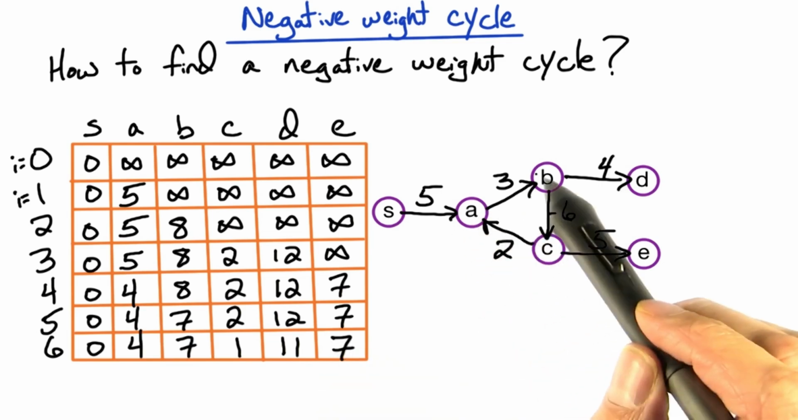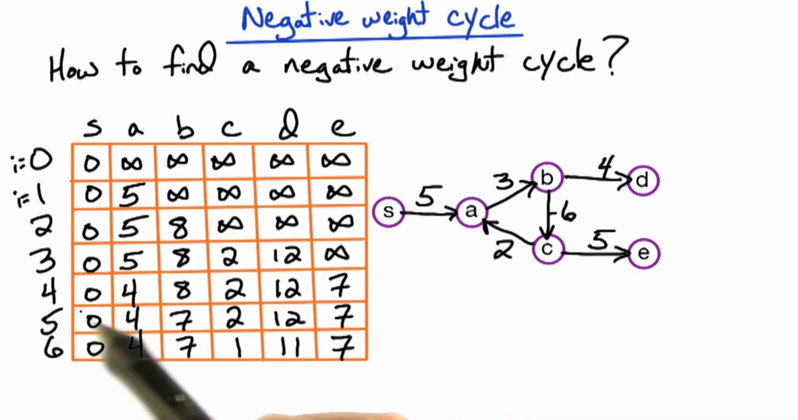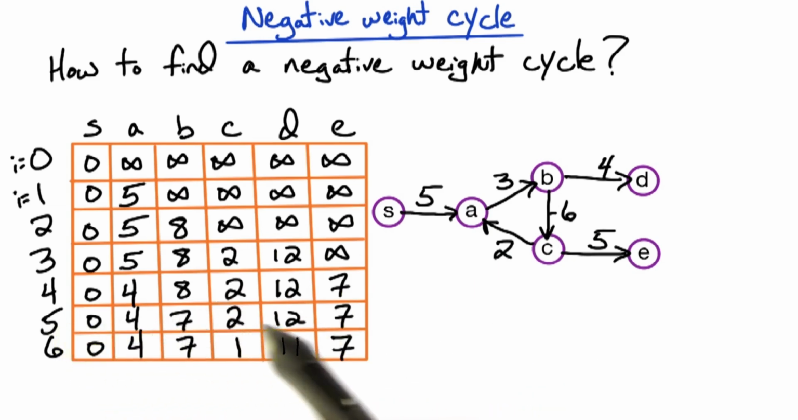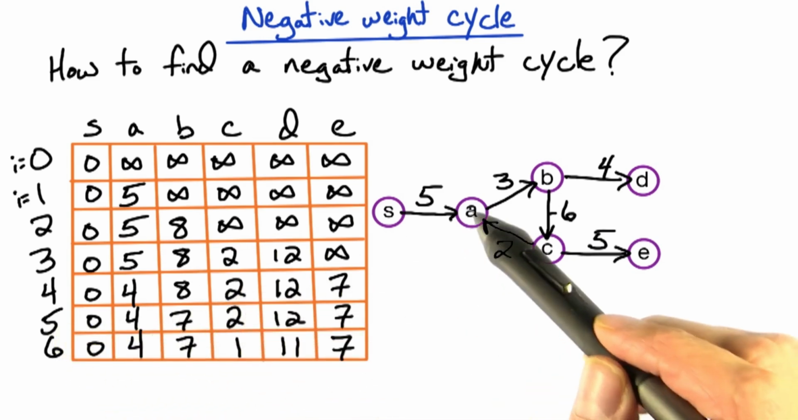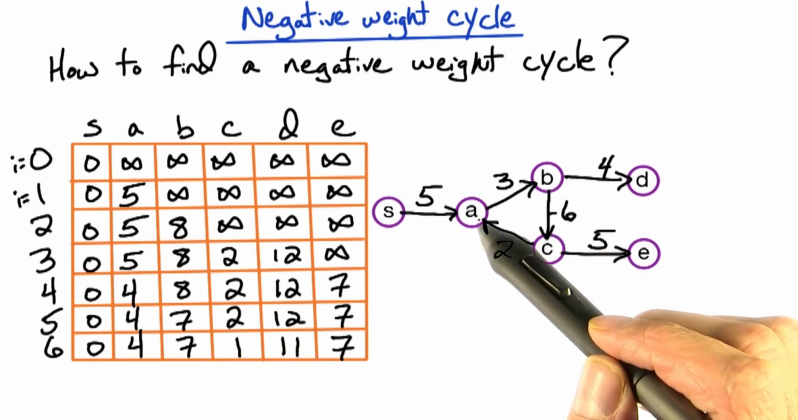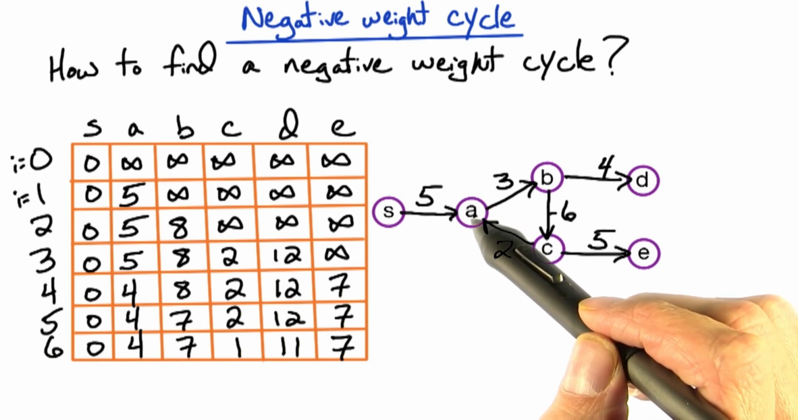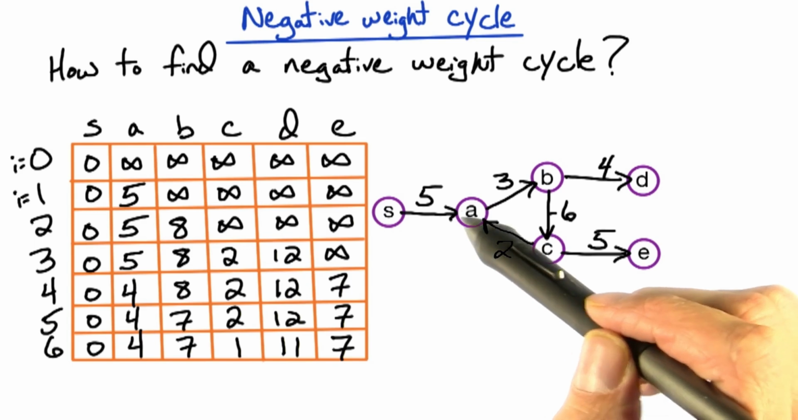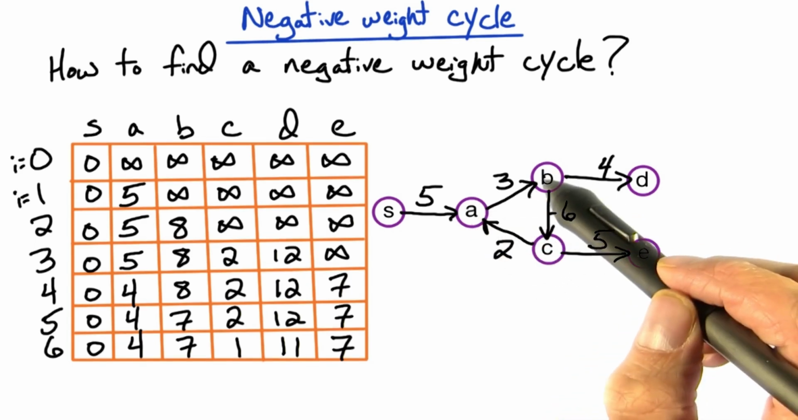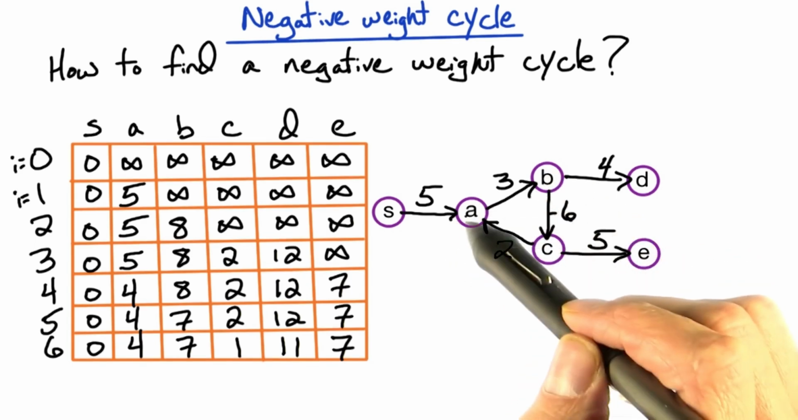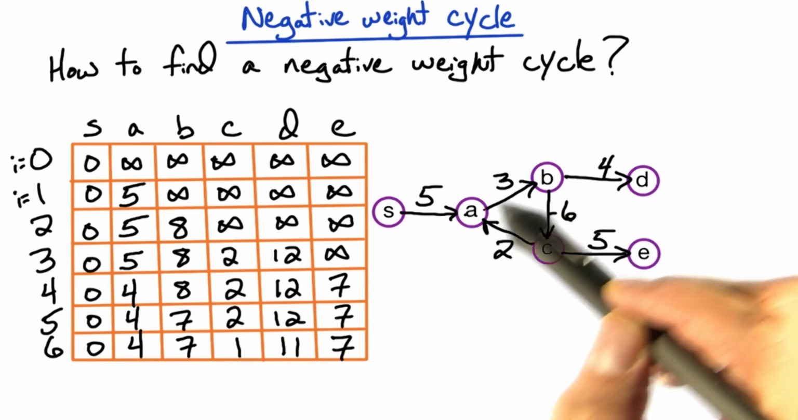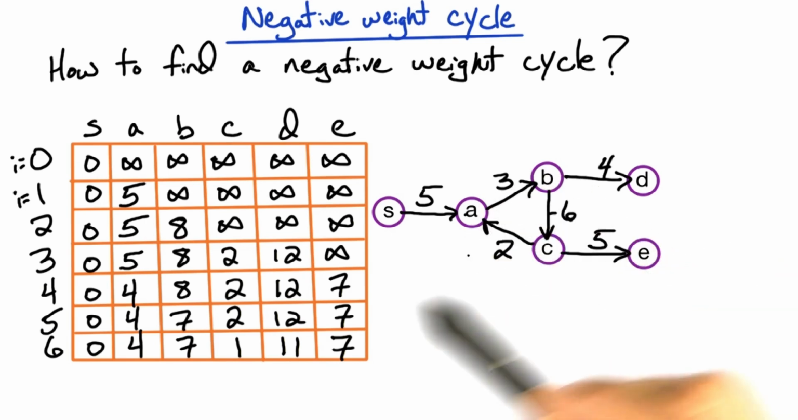Notice that when there's a negative weight cycle, then every row is going to be different from the previous row. There's going to be the next step on this cycle, and that next vertex on that cycle is going to have shorter path length than it previously had. So A is going to decrease, and then B is going to decrease, and then C is going to decrease, then A is going to decrease, then B and C and A, and so on. So every row is going to be different.